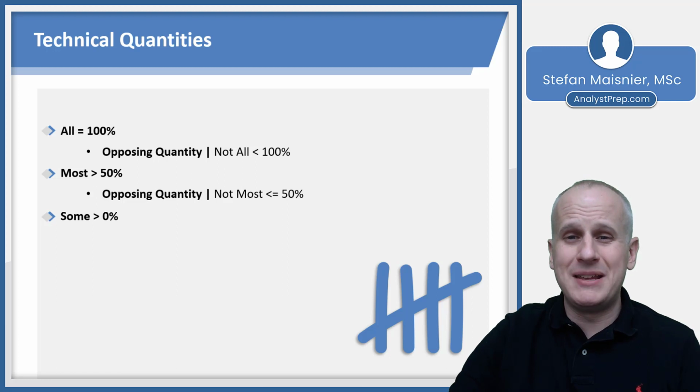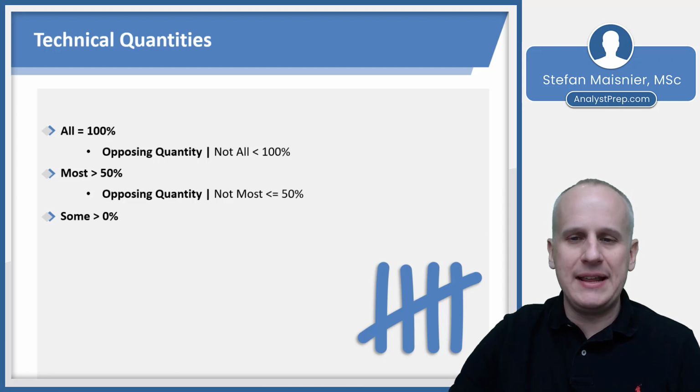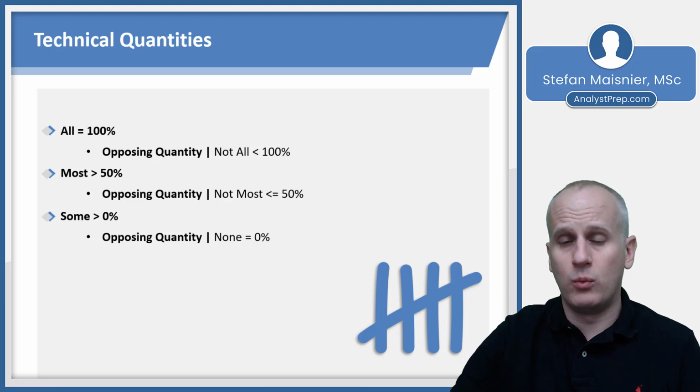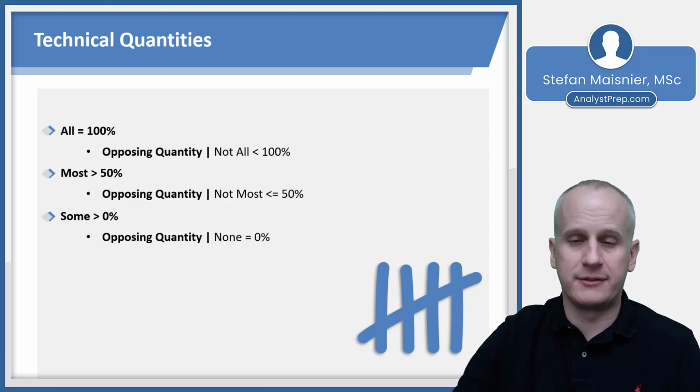Now, some means greater than 0%. So that means that there's something that exists. Can be any quantity. And your opposition here is actually a defined percentage. It's none. So 0%. And the reason that this matters is if we consider the statement, some dogs walk on 4 legs. You go, yes, that's true. And most dogs walk on 4 legs, but not all dogs walk on 4 legs, unfortunately.